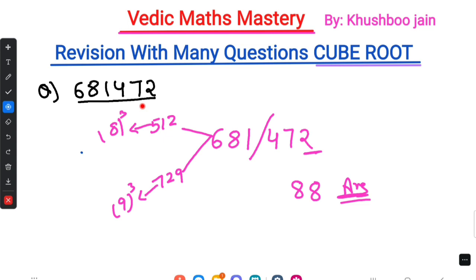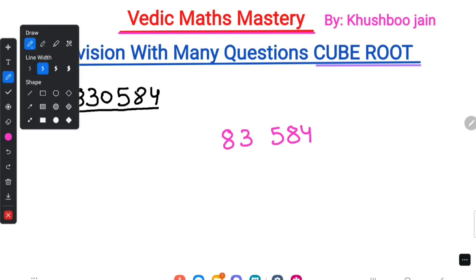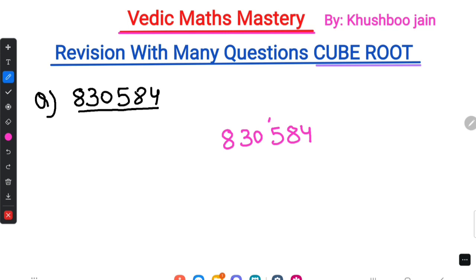Okay, so now move to the next question. So now this is the question. The next question is 830584. See how easily we can get the answer. See, I'll just put a slash in between. I'll write it again. So I will put a slash in between. So the left hand side is separated and the right hand side is also separated.